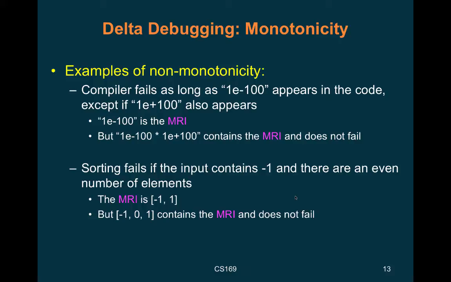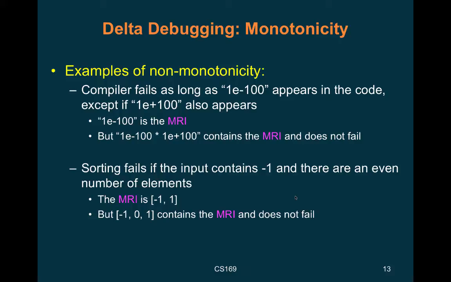So it fails only when it not only contains -1 and there are an even number of elements. Yes, only these two. So this fails, this does not fail. Right? And that's the problem. That's the lack of monotonicity, because this contains the reproducing scenario, but it's masked by the presence of additional input.